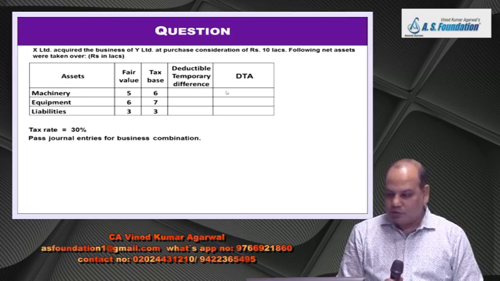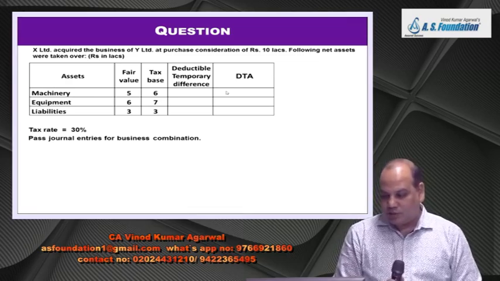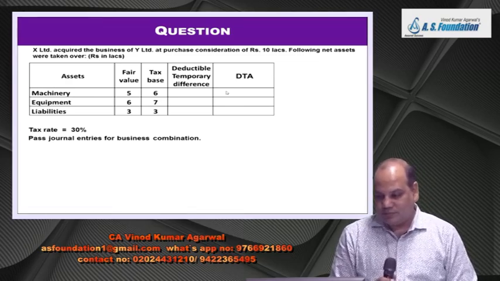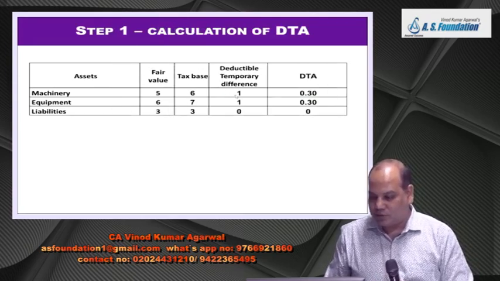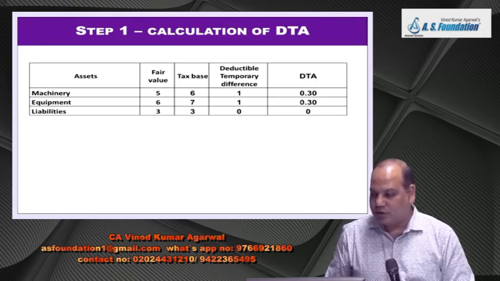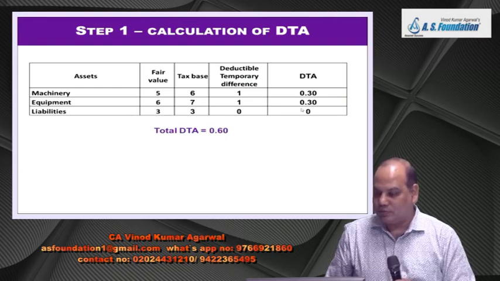Similar to question 37, but this time tax base is high. Solve. What is the deductible temporary difference in the first case? 1, 0, DTA 0.3, 0. So total DTA this time is 0.60.